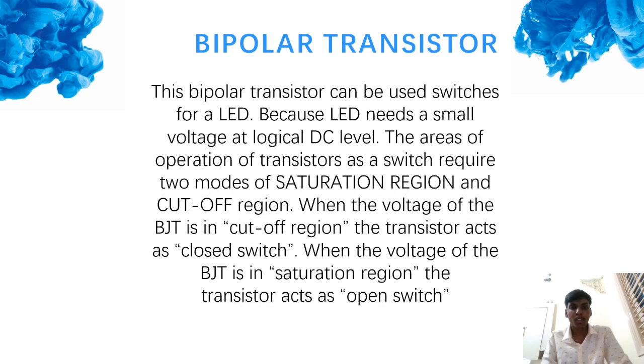The bipolar transistor can be used as a switch for an LED because the LED needs a small voltage at logical DC level. The areas of operation of a transistor as a switch are the saturation region and the cutoff region. When the BJT is in the cutoff region, the transistor acts as an open switch. When the BJT is in the saturation region, the transistor acts as a closed switch.